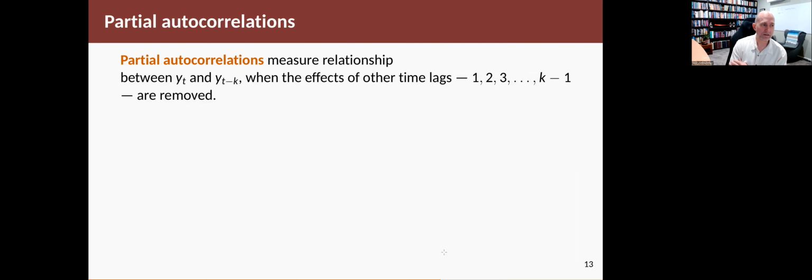Okay, there's another type of autocorrelation that we use once we start working with ARIMA models that's useful to know about. It's called partial autocorrelation. And just like autocorrelation, it's measuring the relationship between observations k periods apart. So an autocorrelation says, well, what's the correlation between yt and yt minus k? A partial autocorrelation says, what's the correlation between yt and yt minus k after you take out the effect of all of the intervening lags.